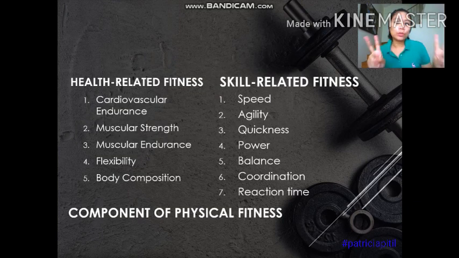There are two categories of physical fitness. One is health related, another one is skill related. Health related deals with health, obviously. There are 5 components in health related fitness: cardiovascular endurance, the heart; second, muscular strength, the strength of your muscle, and endurance of the muscles; flexibility and body composition. Most of you are quite familiar with it from that presentation that you did a few weeks ago.